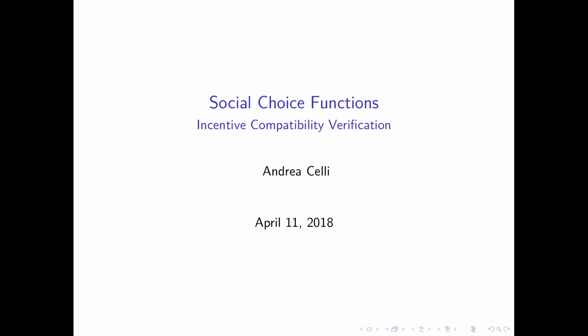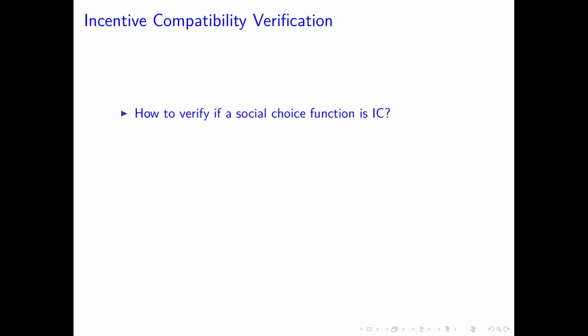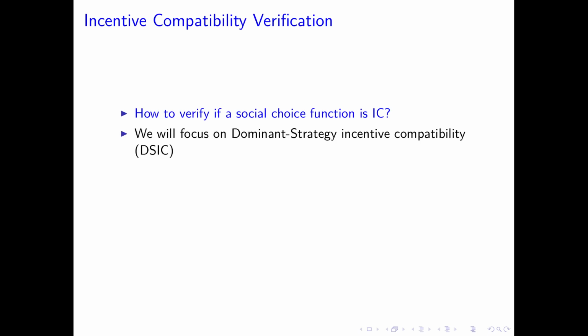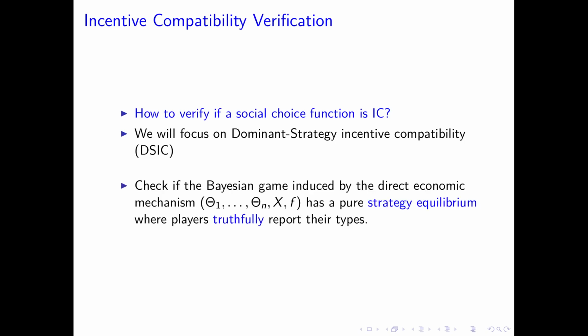In this laboratory session, we will see how to verify if a given social choice function is incentive compatible. We will focus on dominant strategy incentive compatibility. During the theory session, you've seen that in order to check if a social choice function is incentive compatible, it is enough to take the Bayesian game induced by the direct economic mechanism associated to the social choice function and check if it has a pure strategy equilibrium where players report their true type.